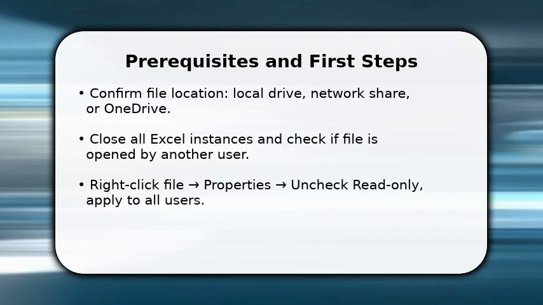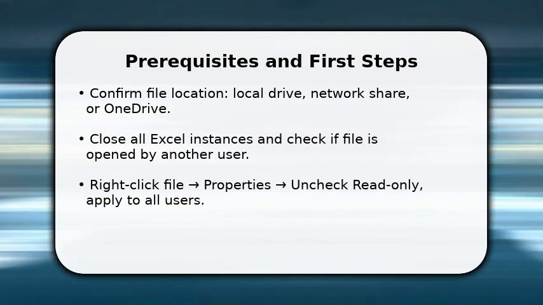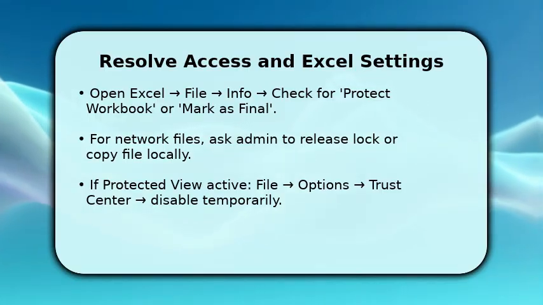Apply and close. You do this now to remove the simple attribute-based block so Excel won't reopen the workbook in read-only mode when you next open it. Once done with Properties, open Excel and inspect the File > Info pane so you can spot workbook protection or a mark as final flag. These force read-only, and you must remove them to edit.